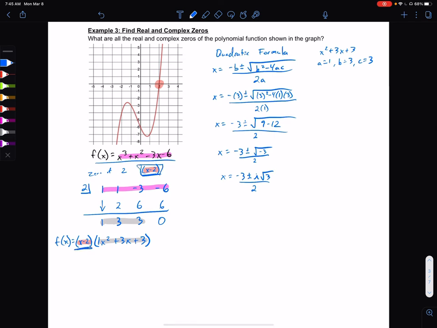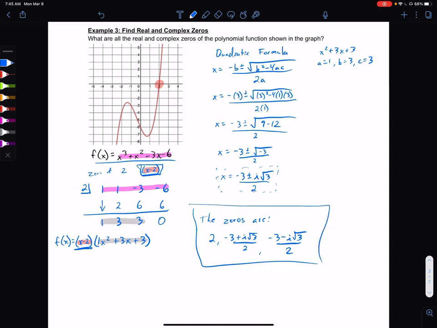And then these are the other two. Let's write those out. So we could say the zeros are 2, and then negative 3 plus i radical 3 over 2, and negative 3 minus i radical 3 over 2. All right, and this would be your solution.